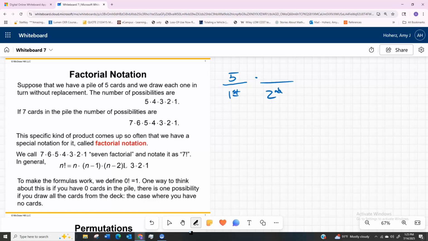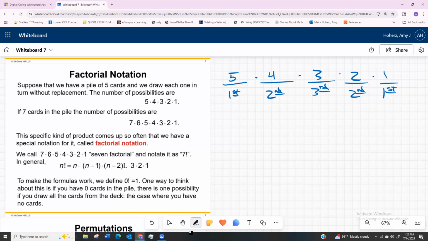For your second draw, since you haven't put that first card back, you only have 4 ways. For the third draw, you only have 3 ways. Think of it like the mac and cheese. Once you remove the mac and cheese, you only have 4 other sides to pick from. Once you remove one of those cards, then you have 4 cards, then you have 3 cards, then you have 2 cards. And then at the end, if you knew what the first 4 cards were, you would know what the last card is because it's the only one left.